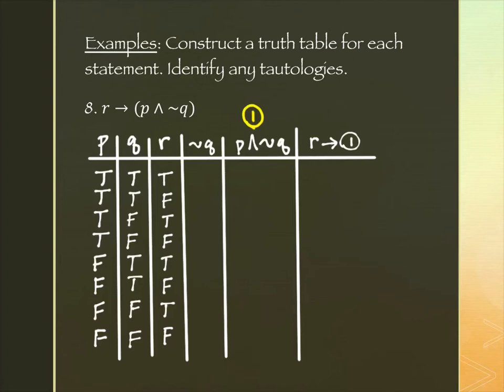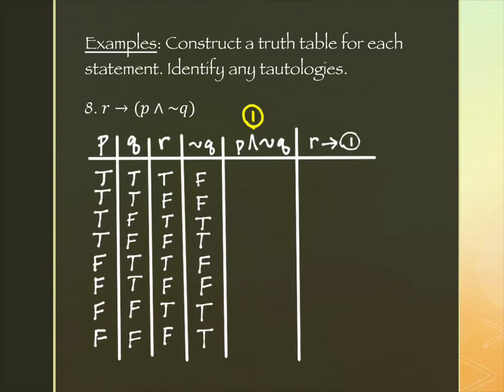All right, our next column is a very straightforward one to do. It's the negation of Q. So what will the negation of Q be with T's and F's? False, false, true, true, false, false, true, true. Right. So we're going to simply reverse the Q column. So false, false, true, true, false, false, true, true. Okay, what do we think? So far, so good? All right.